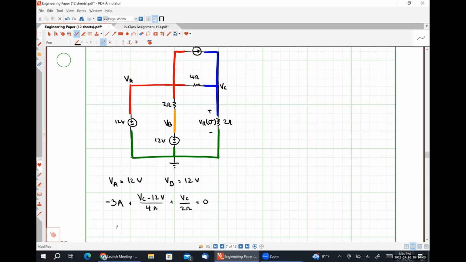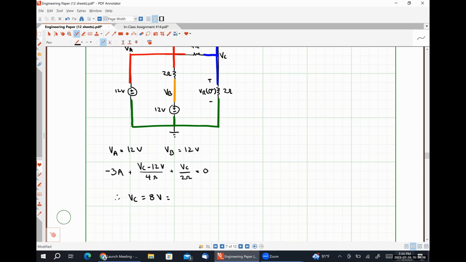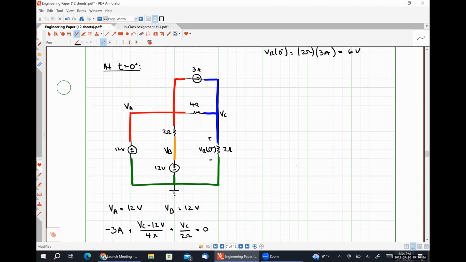I get VC is equal to 8 volts. Yeah, the same thing. And this is VR at 0 plus. Okay. So our analysis at 0 plus is done. Now we're going to analyze it at t is equal to infinity. So at t is equal to infinity, our switch is going to stay closed, but now our inductor is going to look like a short circuit again.